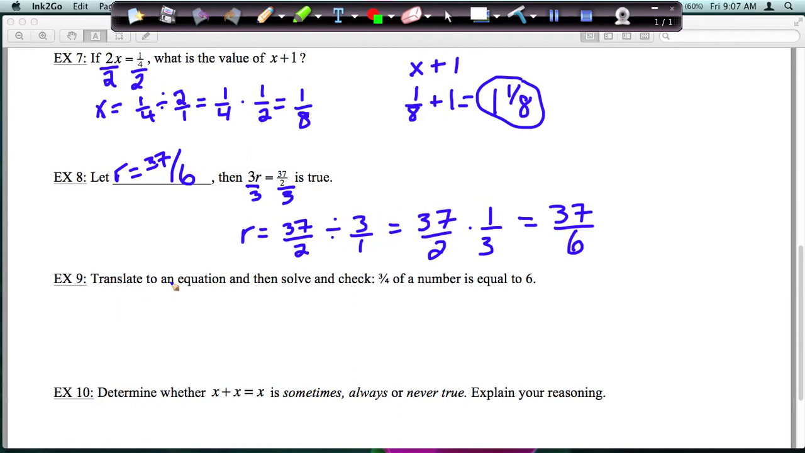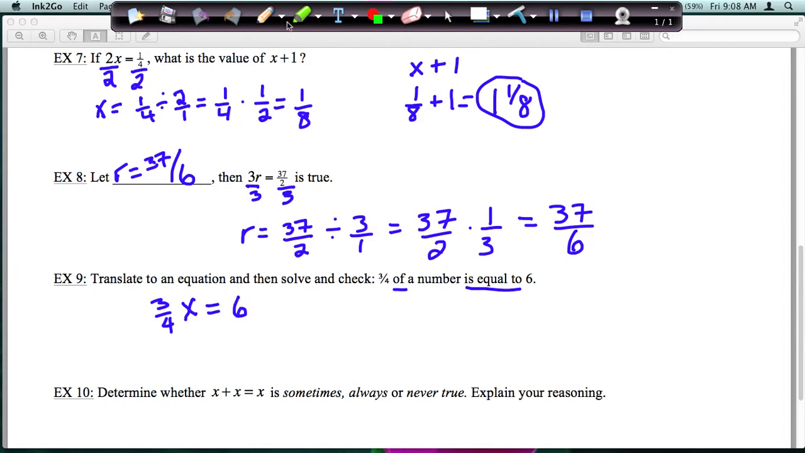Okay, example 9 is going to use that translation that we studied earlier. It says translate to an equation and then solve and check. 3/4 of a number is equal to 6. So earlier we talked about the fact that of means multiplication, is equal to means equals. So I'm going to go ahead and translate this into an equation. 3/4 of, so 3/4 times a number, I don't know what that number is, so I'm going to call it x, you could call it n, is equal to 6.